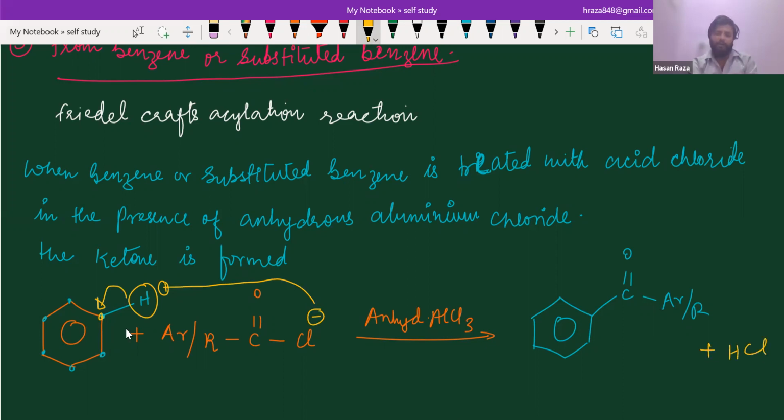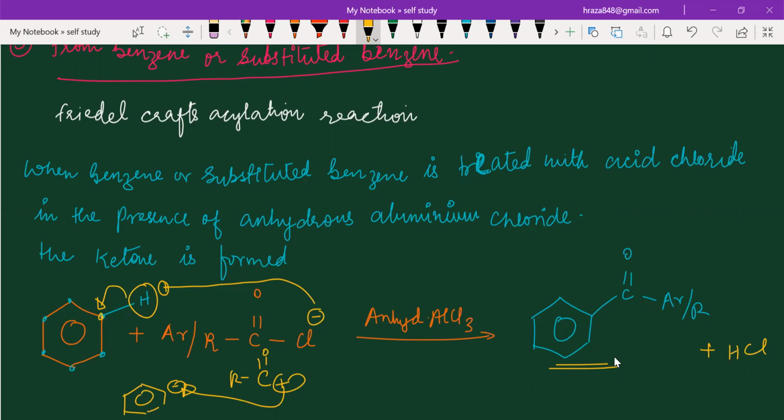Now this carbon in benzene will have negative charge, and since this carbon has donated electron to chlorine, it will have positive charge. So they combine with each other to form a ketone. Is that clear? Yes, sir. Please do write.